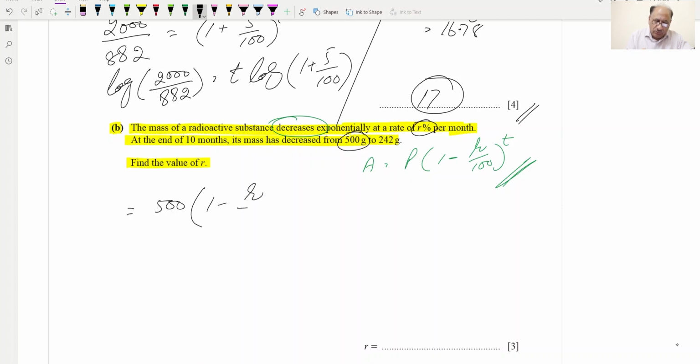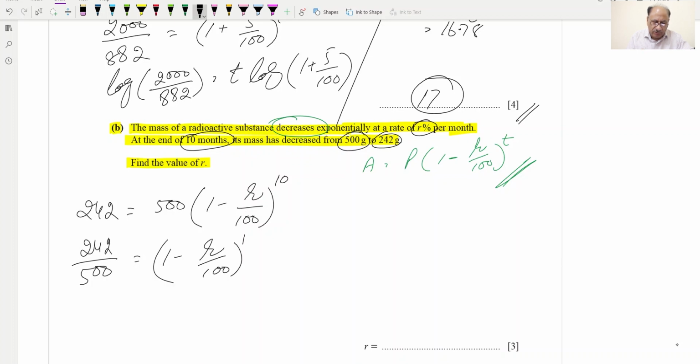We don't know the value, so R over 100, and the time duration is 10 months, so 10, and the final amount is 242, so 242 on this side. Now we need to find the value of R. Now again, this is just algebraic simplification, so we'll send 500 to the other side, so 1 minus R over 100 raised to the power 10.